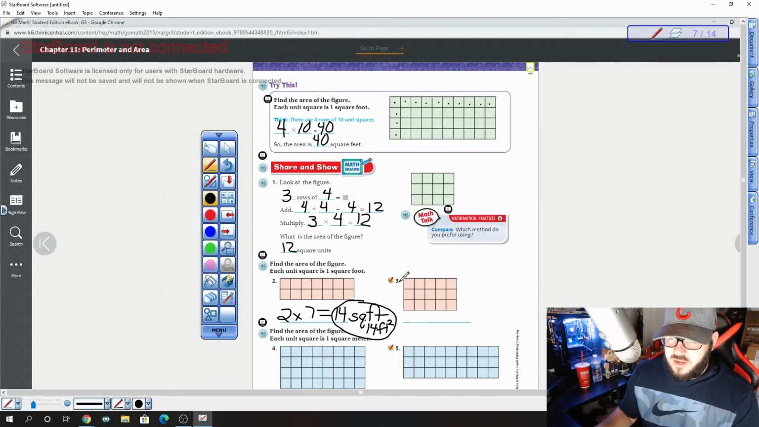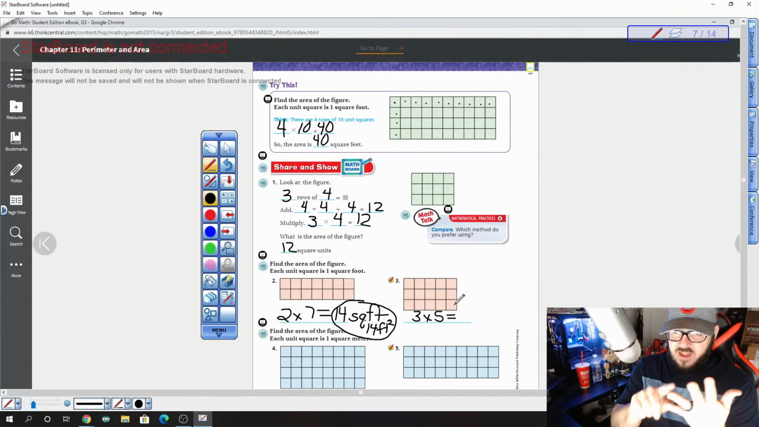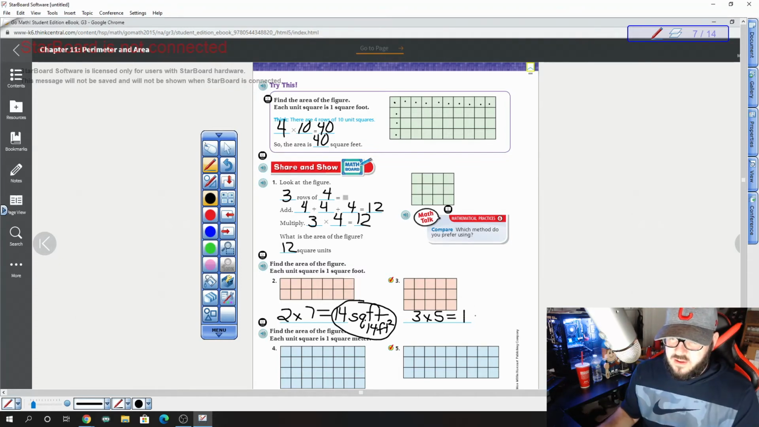Okay? So number 3, we're going to go ahead and count how many rows we have. We have 1, 2, 3 times 1, 2, 3, 4, 5 in each row. 3 times 5, of course, counting 5, 10, 15, and square feet. This is the best way to write it. Little 2 above here. Okay? It's a tiny one, not a big one.